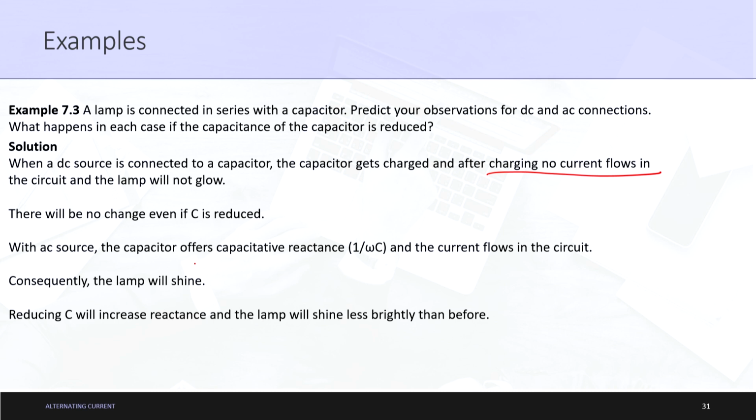The capacitor offers capacitive reactance, that is 1 upon omega C, and the current flows in the circuit. So, therefore, the lamp will shine. What will happen when the C is reduced? If C is reduced, the capacitive reactance will increase, correct. So, reducing C will increase reactance and the lamp will shine less brightly than before.